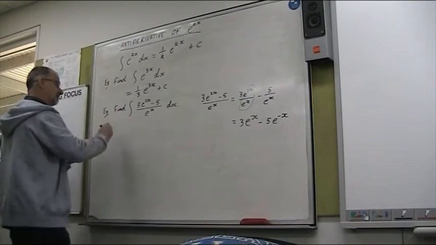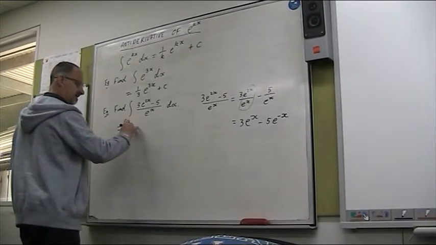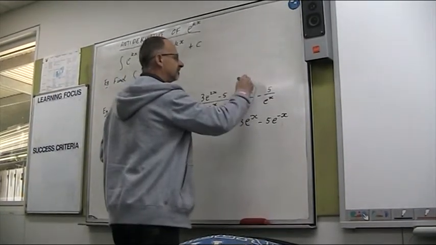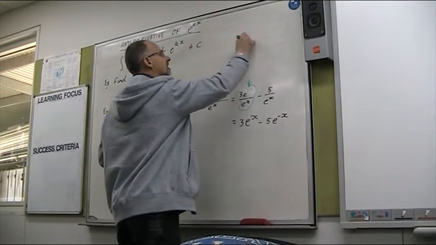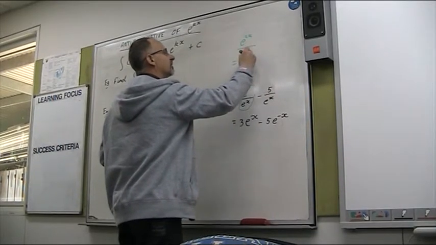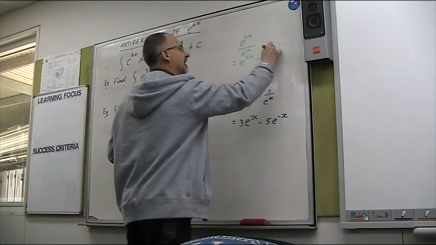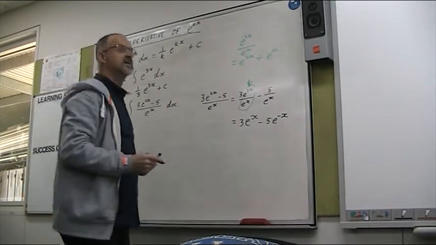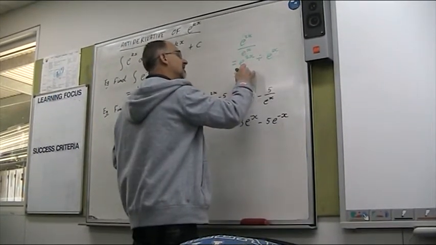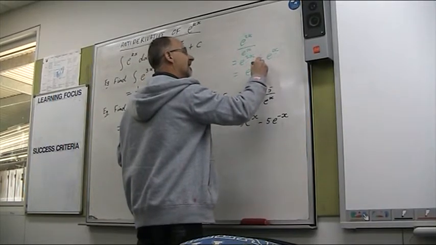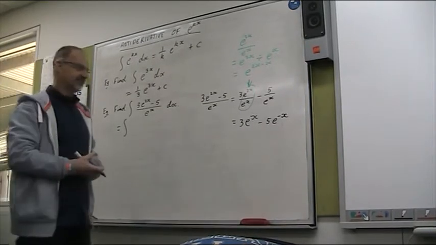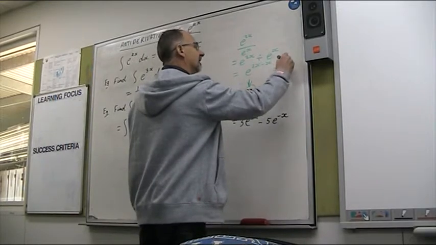Can you do that green bit again? The green bit, this bit here. So that's e to the 2x over e to the x, which means e to the 2x divided by e to the x. Our index laws that we did all the way back in year 9 and 10 say that we subtract. The second index law says we subtract, which gives e to the x.